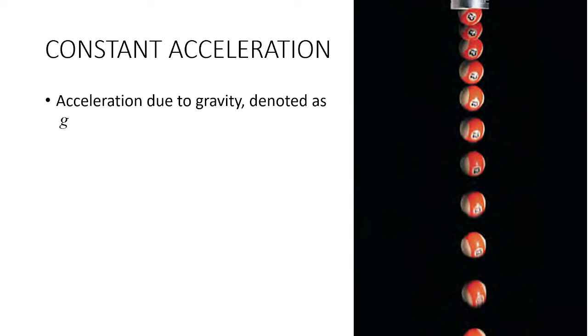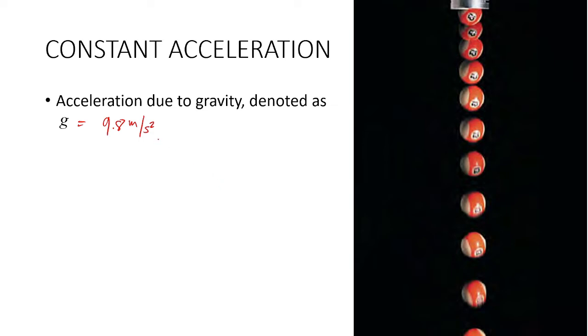It is noticed that this ball is accelerating downwards, and using careful measurements, they obtained what we call the acceleration due to gravity, which is denoted by the symbol G, or the letter G. From their measurements, this G is approximately 9.8 meters per second squared. And notice the meters per second squared is a measure of acceleration.